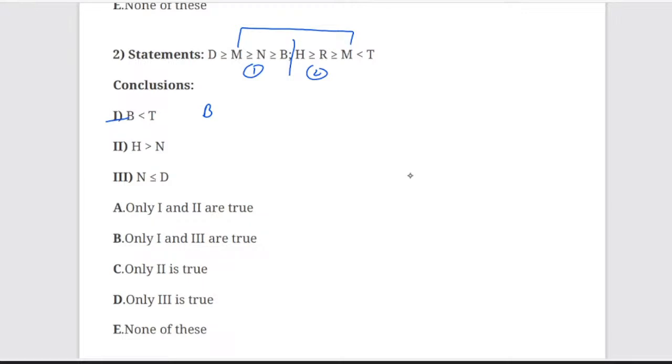Okay. We see the second. H is greater than N. H is here, N is here. So H, first we need to go from H to M. H is greater than equal to N. Next, third one. N is less than equal to D. So again, N and D are at the same place. So N is less than equal to M. M is less than equal to D.